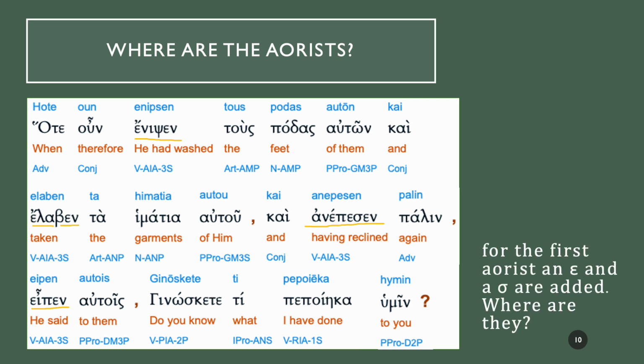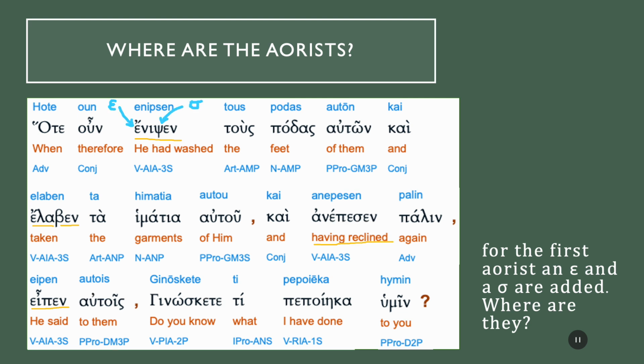In the first aorist, an epsilon is added at the beginning of the verb, and a sigma is added at the end of its stem. So can you spot where they are? There are 4 words. Is that happening in each case for the first aorist, or are some of these second aorists? And if so, where are they? Pause the video if you need more time to work that out.